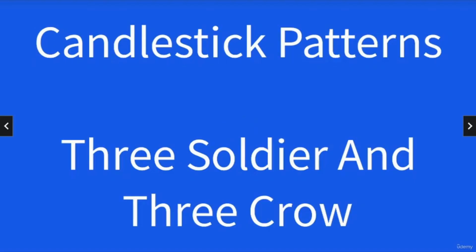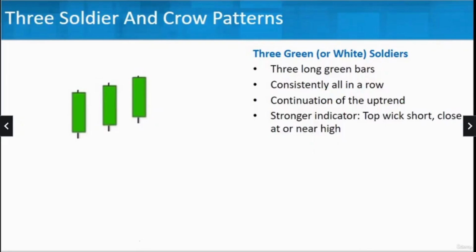Let's look at three soldiers and the counterpart of three crows. Basically, three green soldiers would be three green or white candles, depending on your charting software. But basically you've got an upward trend. You've got three long green bars. That's the key thing you're looking for.